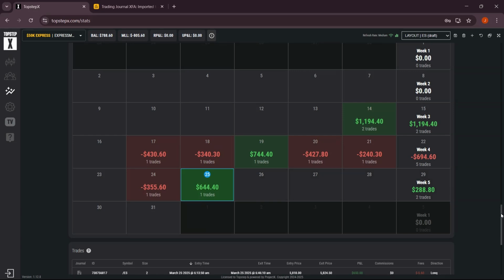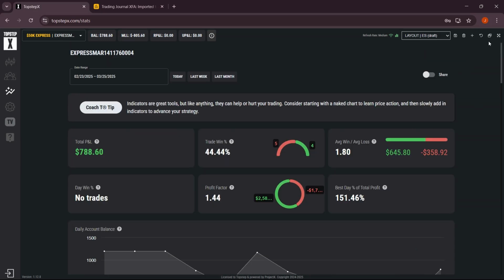And then we can end up getting a payout. We need 2 more winning days to get a payout. So we got 3 out of 5 right now, and hopefully I can get that payout this week. If I get 2 winning days, Wednesday and Thursday, then I probably won't trade Friday, and I'll just end up requesting a payout, hopefully.